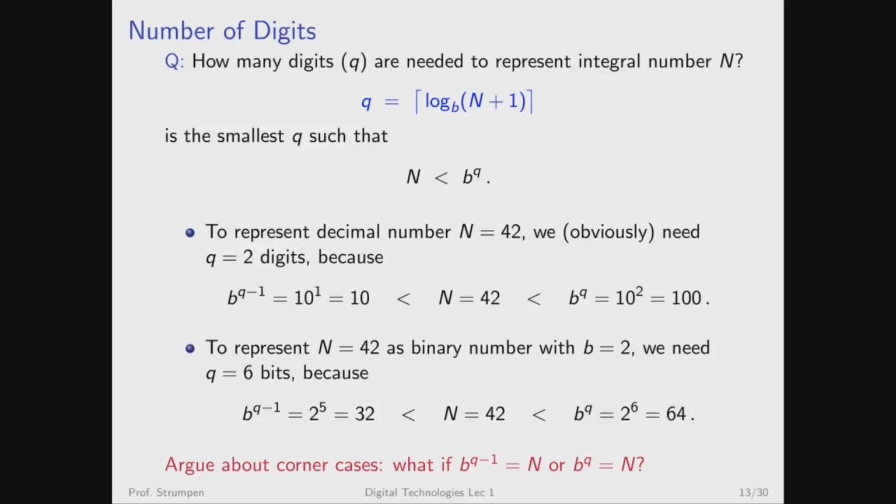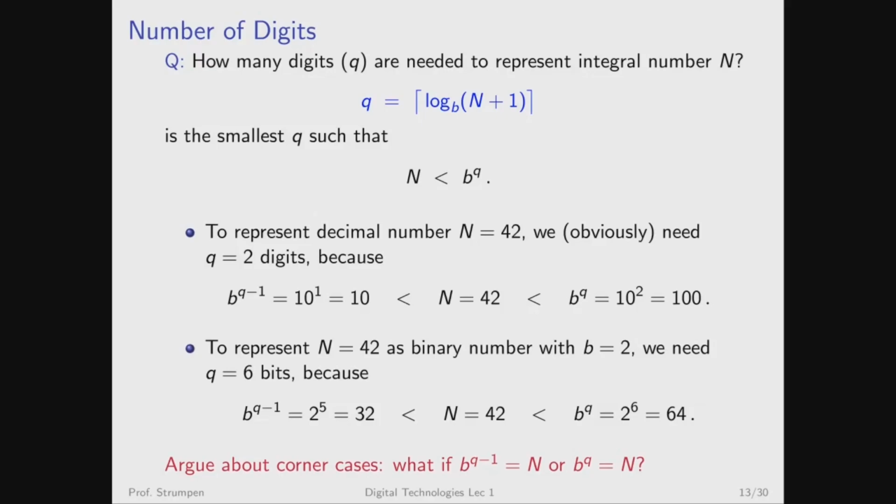Right, that's a mouthful. Let me illustrate it by two examples. Let's first look at representing a decimal number, capital N equals 42. If you look at 42, it has 2 digits, so we obviously need 2 digits to represent this number. So q must be 2.